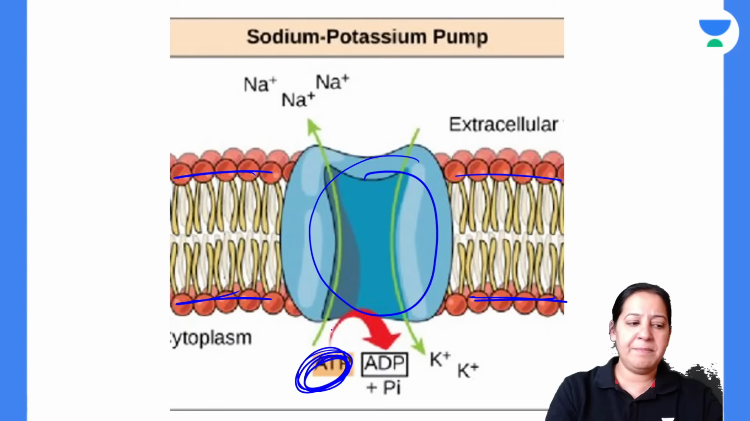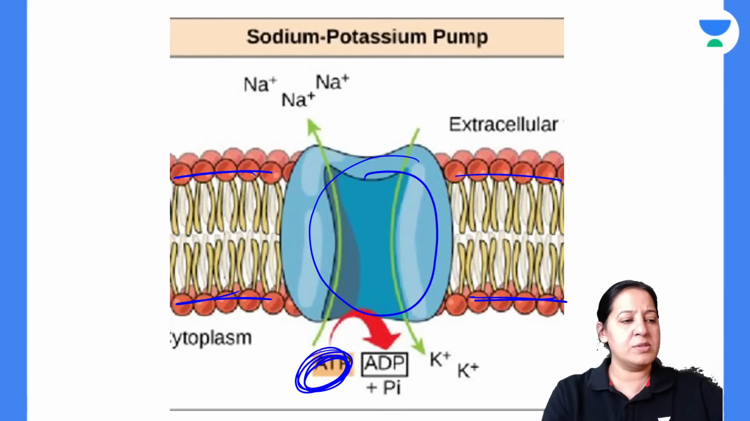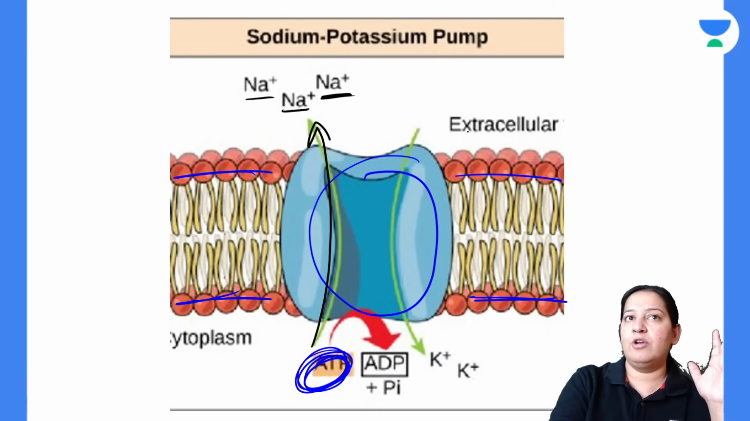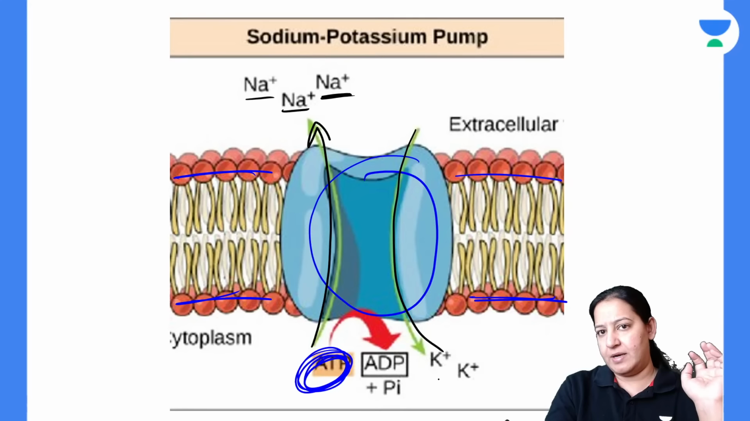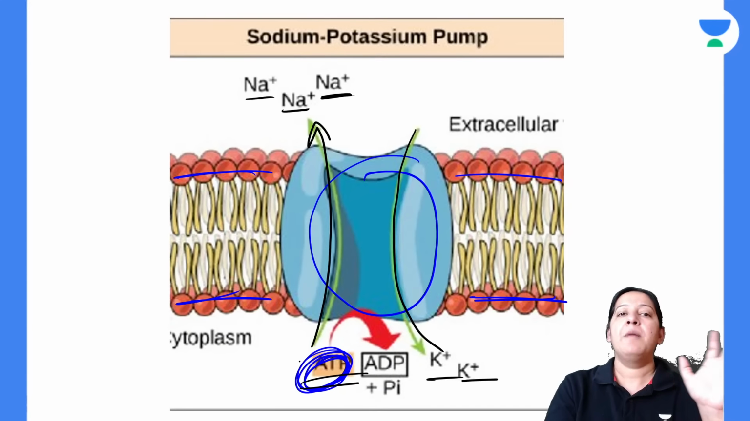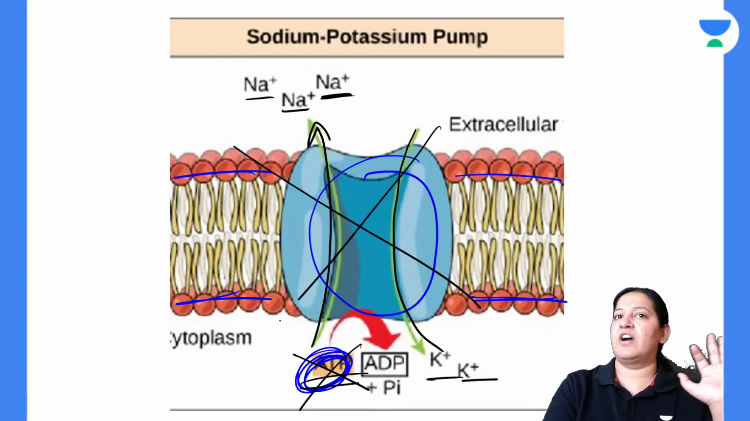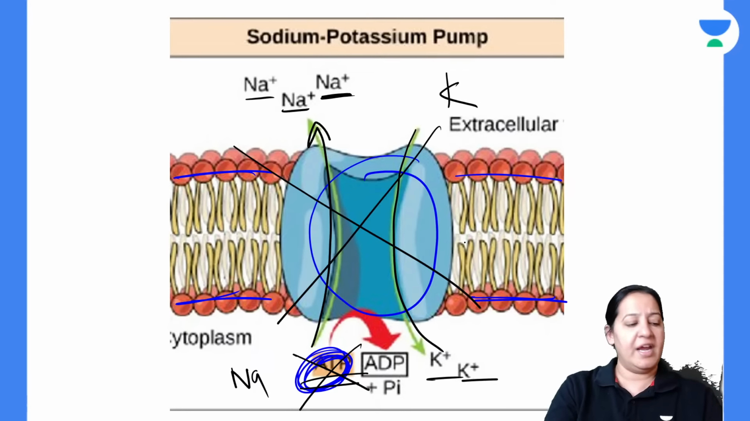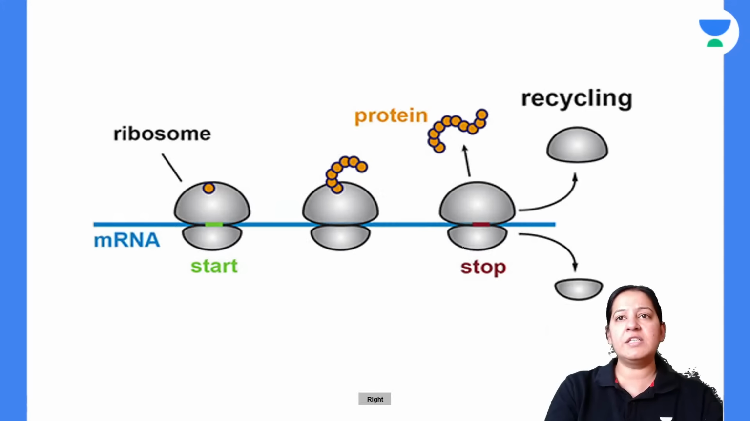In presence of ATP, see the arrows. See how arrows are working. Everyone see the arrows. Okay. It is taking 3 sodium out, extracellular, and it is taking 2 potassium in, normally in presence of ATP. But if ATP is absent, it will not function. So sodium will remain inside only and potassium will remain outside only, intracellular and extracellular. You got it? You got it?